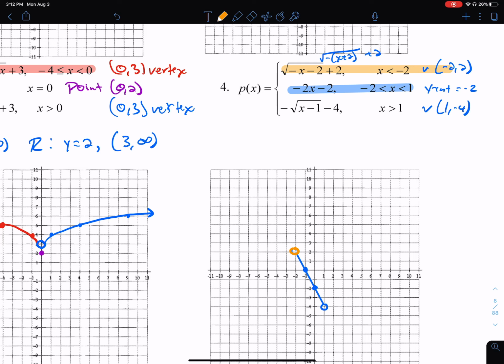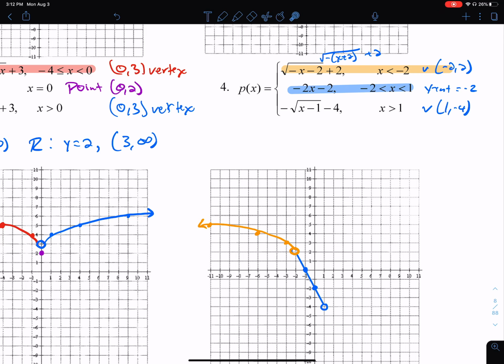Scale hasn't changed, so I go left 1, up 1. Square root of 1 is 1. I go left 4, 1, 2, 3, 4, and up 2. Square root of 4 is 2. I go left 9, 1, 2, 3, 4, 5, 6, 7, 8, 9, and up 3 because the square root of 9 is 3. This continues to go left forever because the domain for this orange part is everything to the left of negative 2.